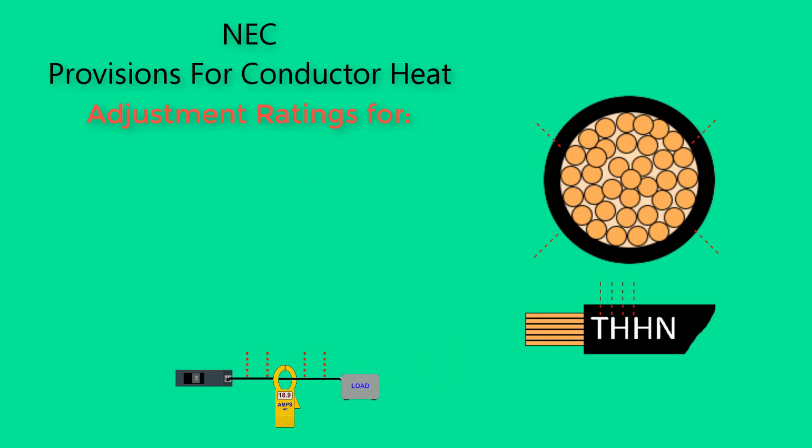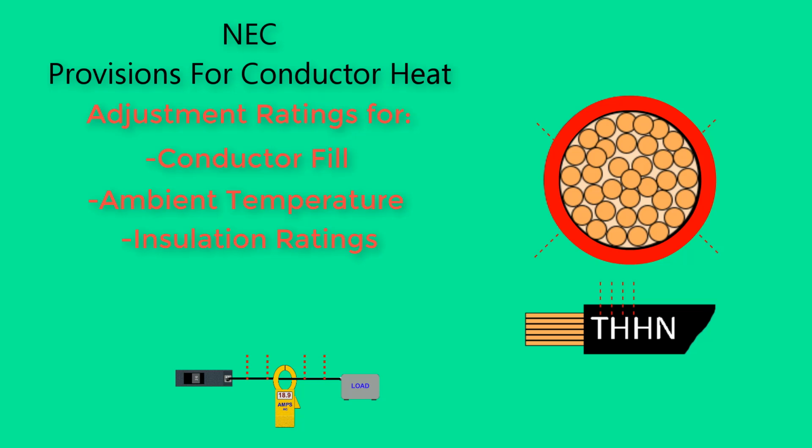Some of the provisions addressed by the National Electrical Code to prevent excessive heat are: conductor fill limitations, ambient temperature of the conductor environment, the conductor insulation temperature ratings, and box fill limitations. Let's examine the limitations set by the National Electrical Code for box fill.